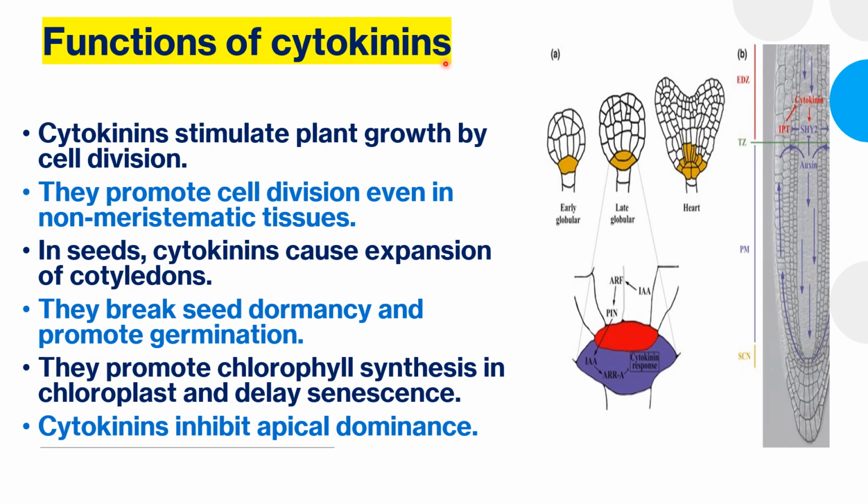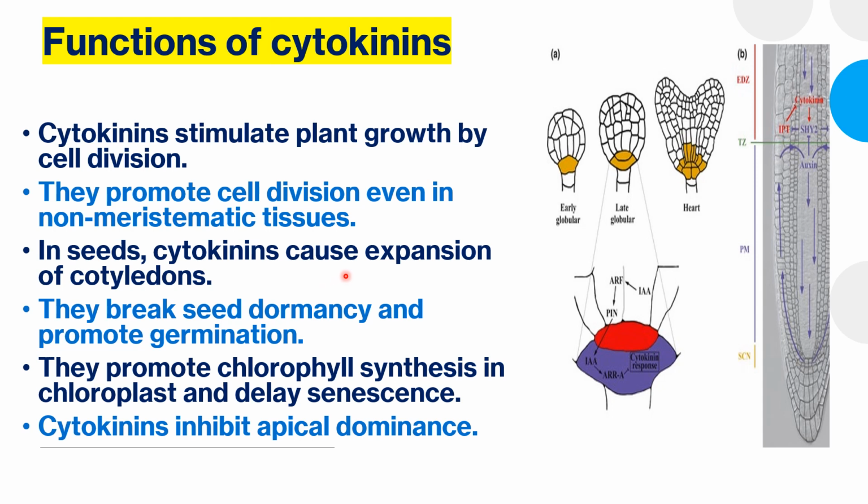Functions of cytokinins. What are the functions of cytokinins? First one, cytokinins stimulate plant growth by cell division. This is a very important point. They promote cell division even in non-meristematic tissues. Usually, you know that meristematic regions are the active centers of cell division. But cell division occurs in non-meristematic tissues by the action of cytokinins.